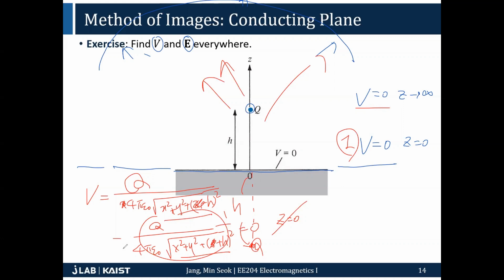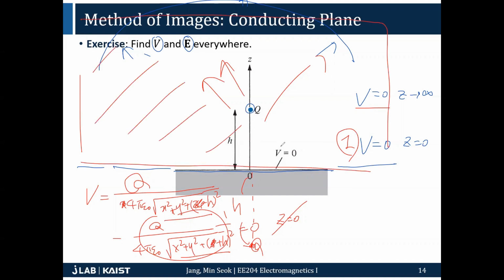So what does it tell you? It tells you that at least on this half, the boundary condition and the Laplace equation are both satisfied. So this is the only solution by the uniqueness theorem. Okay, sounds like cheating, but it's a proper way to solve this problem.